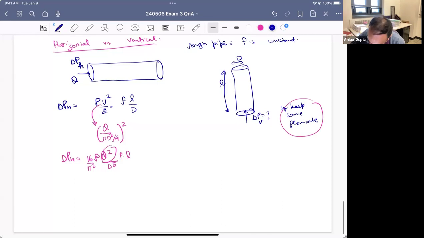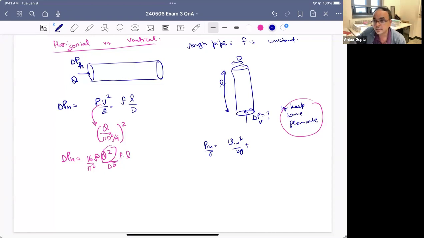And then delta P vertical would be P in by rho, P in by gamma, rho V in square by 2g. I have to use this because now I am in the same, what should I say?